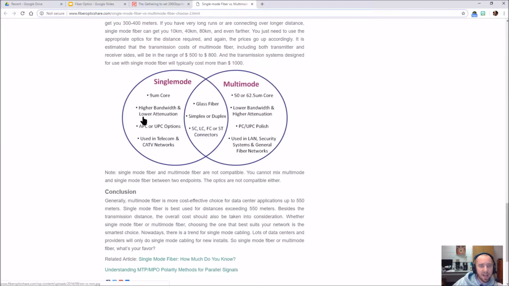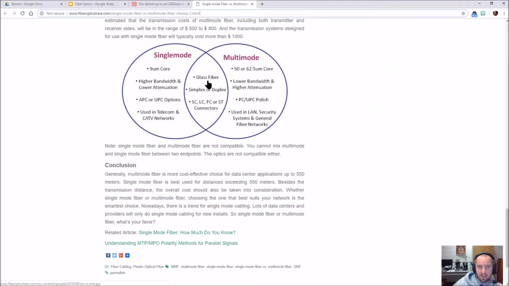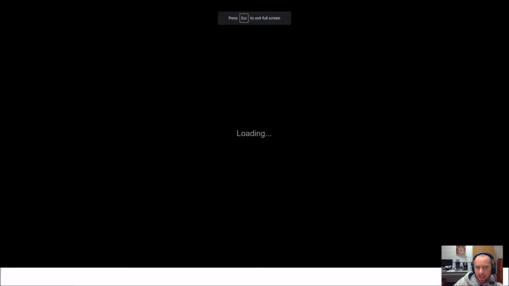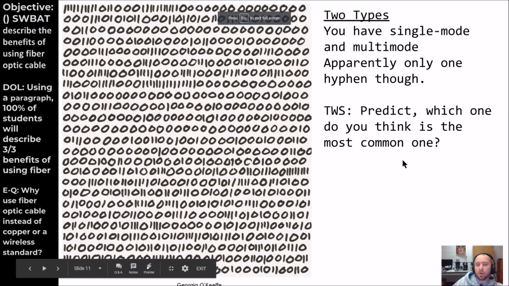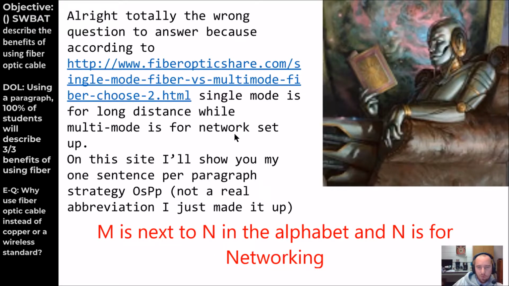Oh, I love Venn diagrams, so here's a quick look at single mode versus multi-mode. Now, of course, they're both using glass. They can both be simplex or duplex. And of course, they have all these types of connectors that either of them could use. Conclusion: generally, multi-mode fiber is more cost-effective choice for data center applications up to 550 meters. So going right back to what I was saying, at the end of the day, single mode is for long distance and multi-mode is for networking.